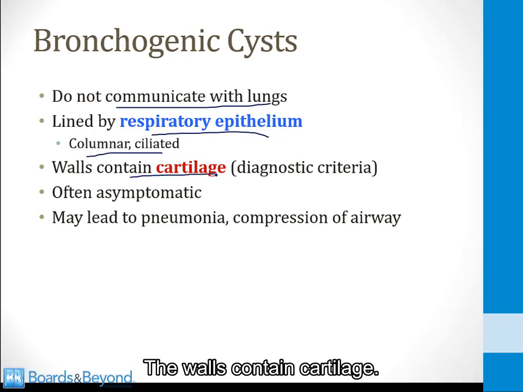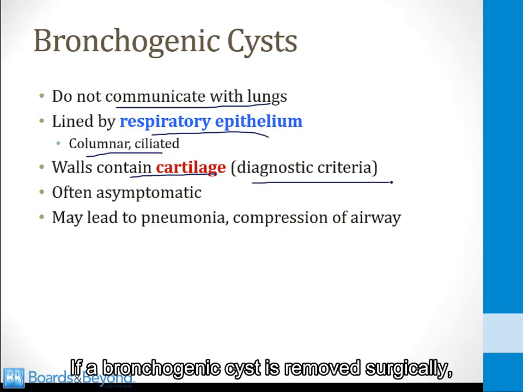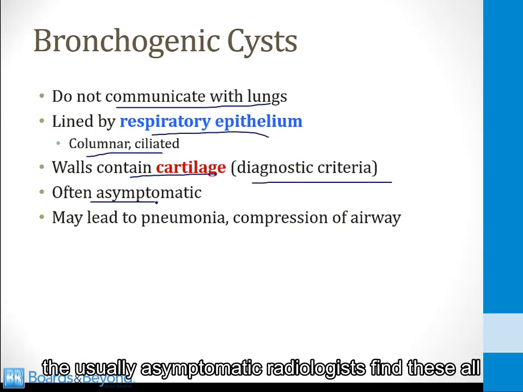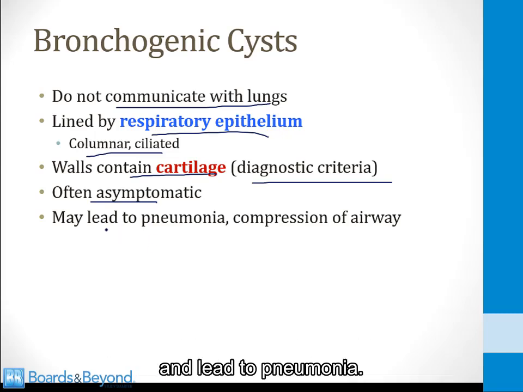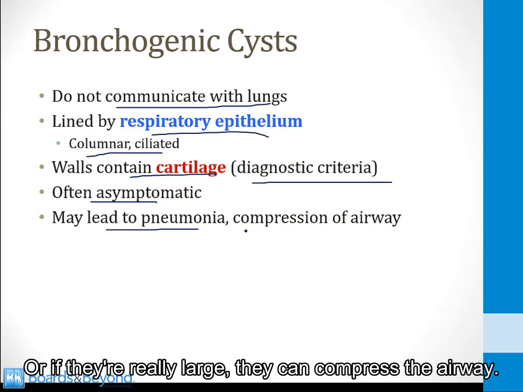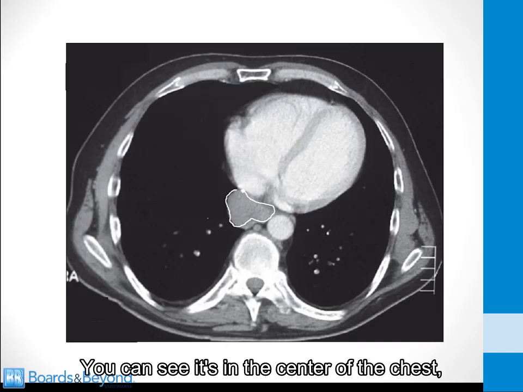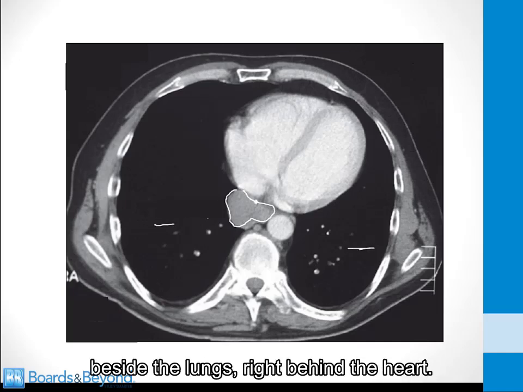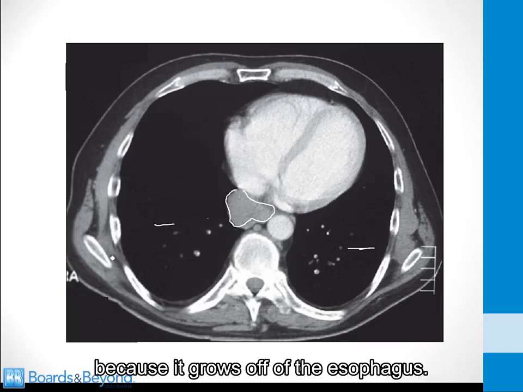The walls contain cartilage. That's one of the diagnostic criteria if a bronchogenic cyst is removed surgically. They're usually asymptomatic. Radiologists find these all the time when someone has a chest scan for another reason, but in rare cases, they can become infected and lead to pneumonia, or if they're really large, they can compress the airway. Here's a picture of one right here. You can see it's in the center of the chest, beside the lungs, right behind the heart. It's right where you would expect it to be because it grows off of the esophagus.